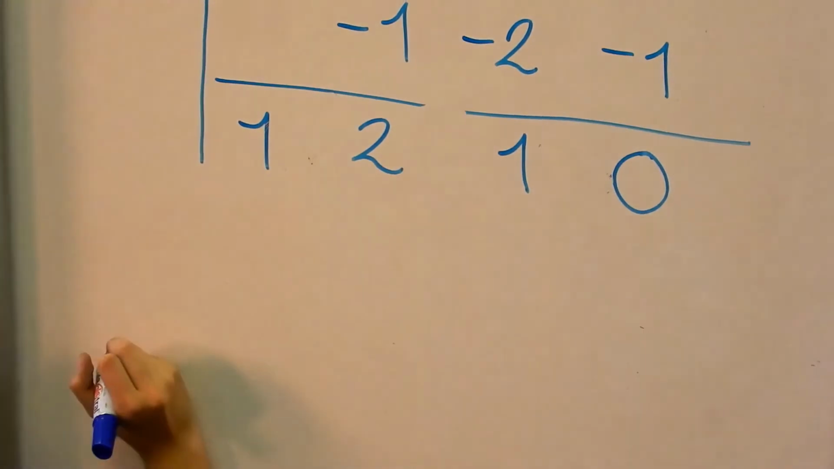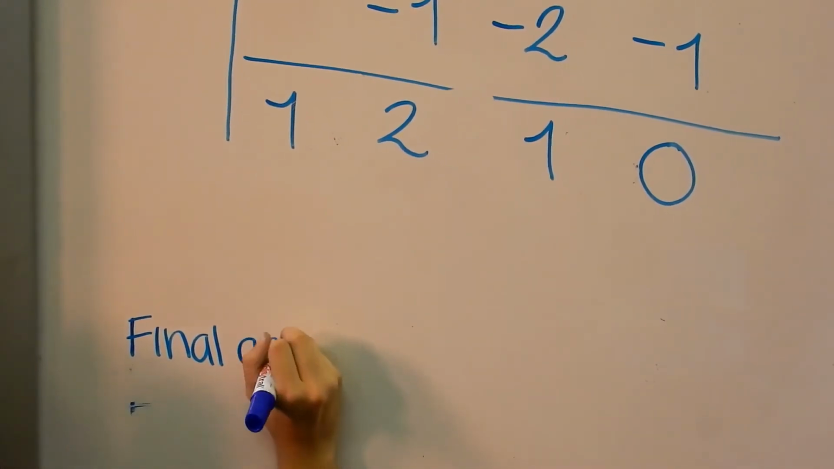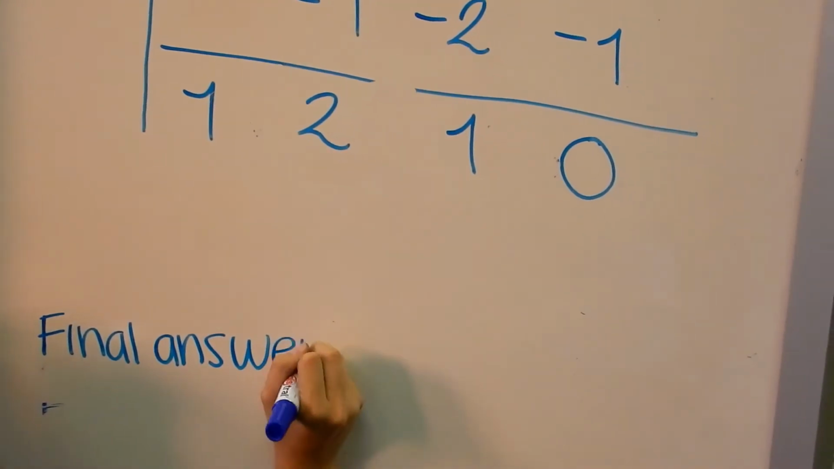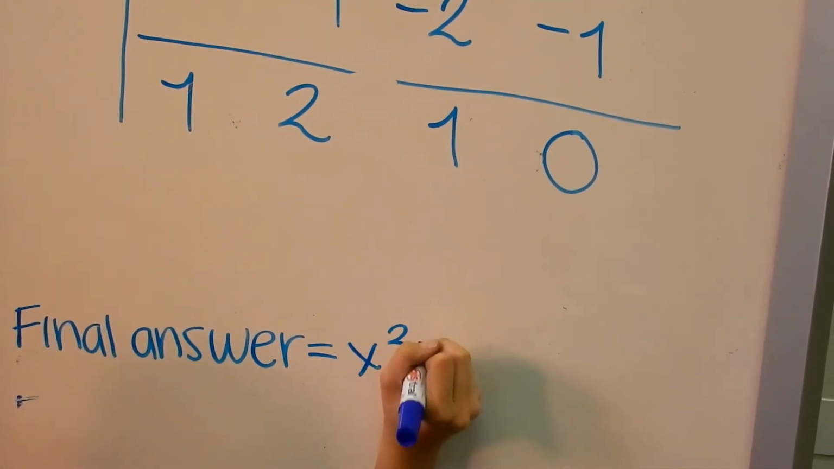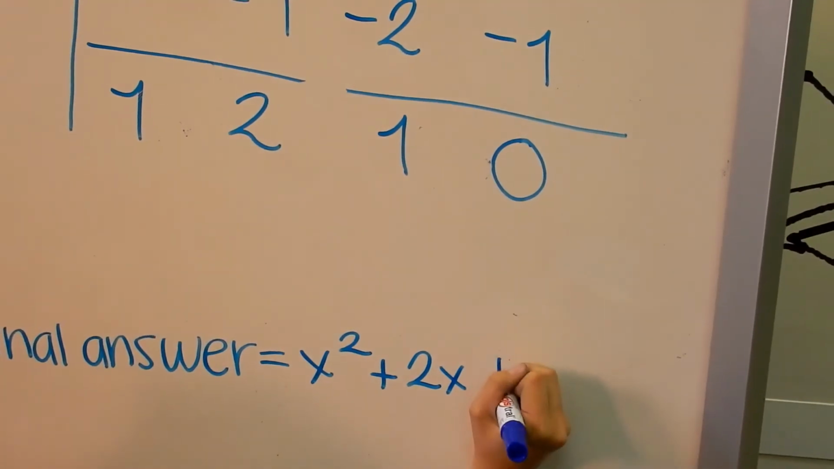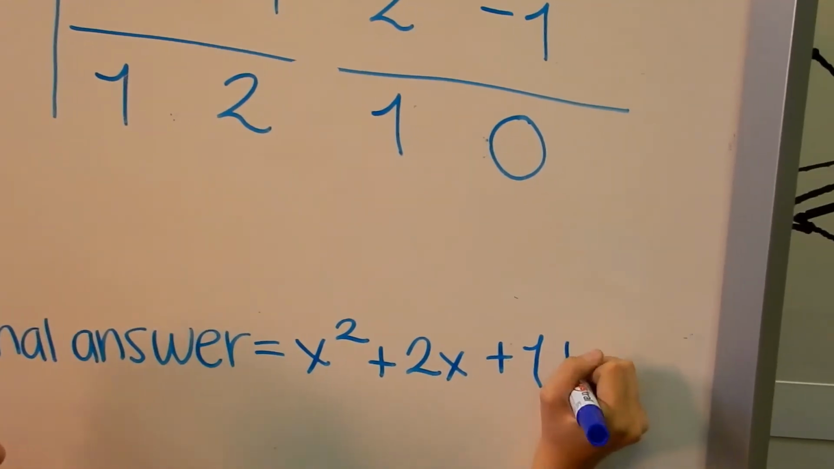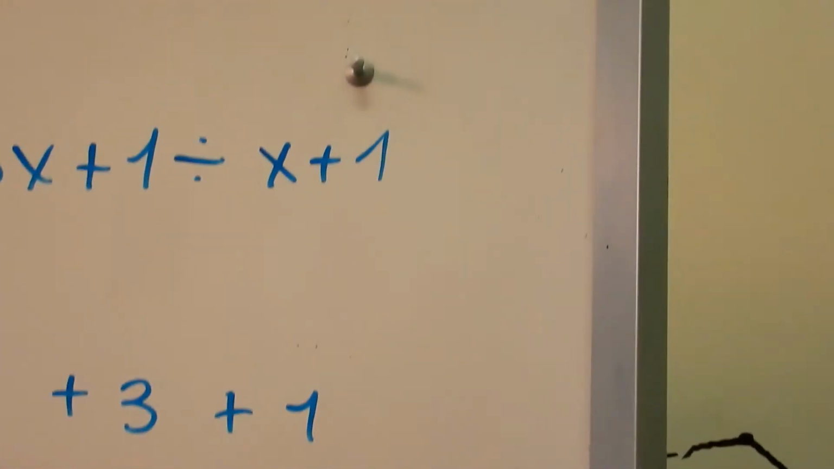Once we're finished with the division, we must express the results in standard form. Starting from the rightmost number, which will be the remainder of the division, the degree of the monomials will increase by 1, starting from the independent term with a degree of 0. Consequently, we will have as a final answer x squared plus 2x plus 1, with a remainder of 0 over x plus 1.